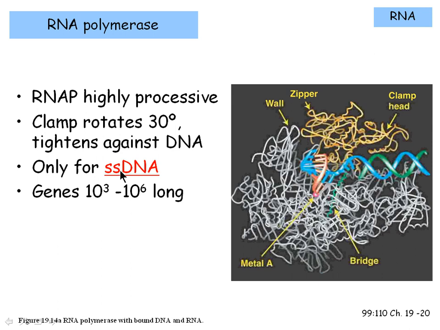The polymerase will only use single-stranded DNA as a template. So if the DNA had not separated entering into the polymerase, it would not be usable as a template. And you can see that it must be pretty processive when you take into account the fact that genes can be anywhere from 1,000 to 1,000,000 nucleotides long, or over 1,000,000 nucleotides, actually.